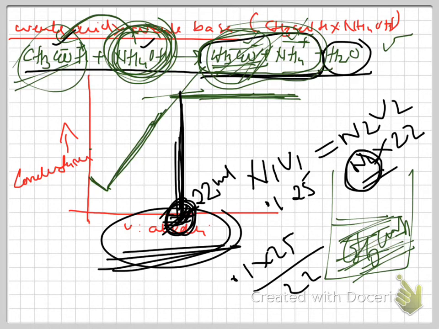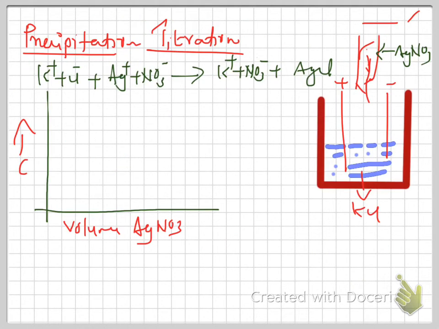These are the four types of acid-base titrations. In conductometric titration we have one more type, that is precipitation titration.